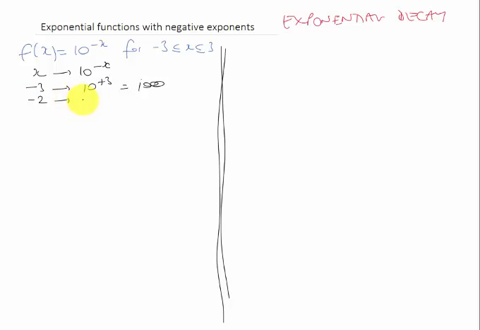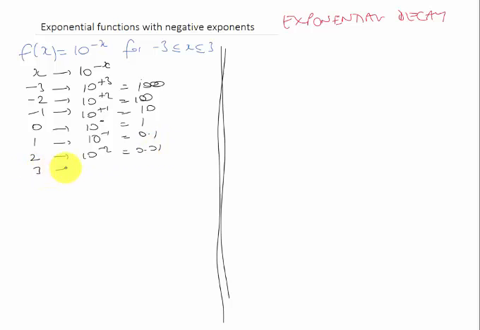Minus 2, 10 to the power plus 2, or 100. Minus 1 gives 10. 0, anything to the power 0 is 1. 1 to the power minus... 10 to the power minus 1 is 0.1, to the power minus 2 is 0.01, and finally 10 to the power minus 3, 0.001. So there are some numbers that we've mapped, and we can use those to draw a graph.